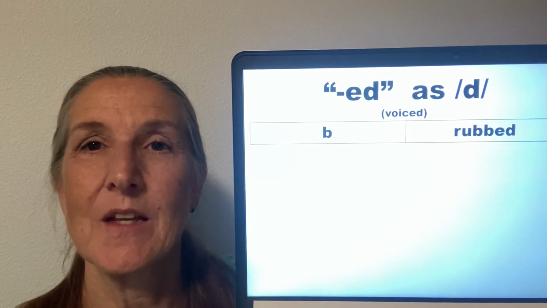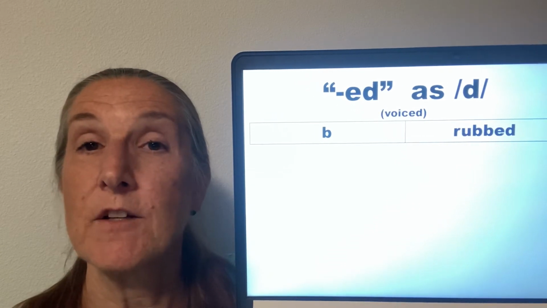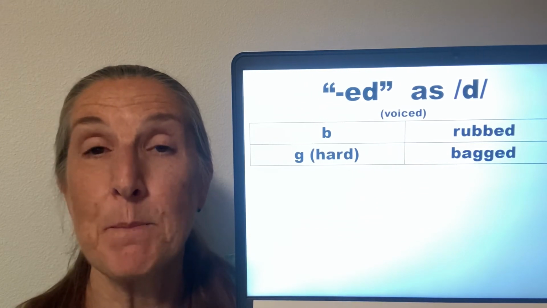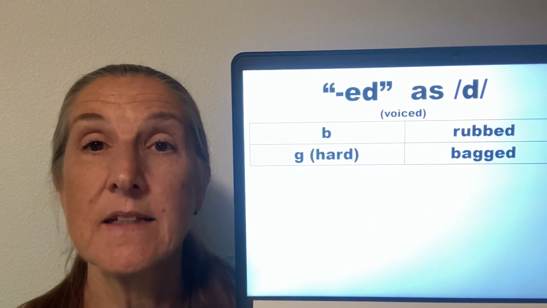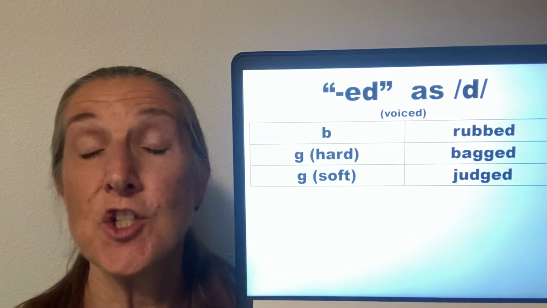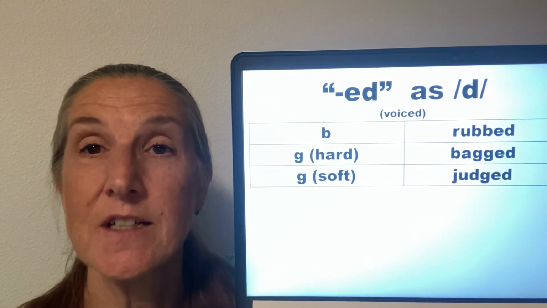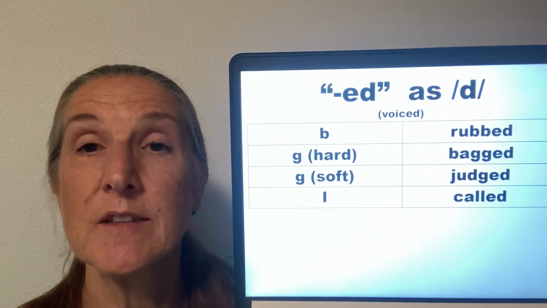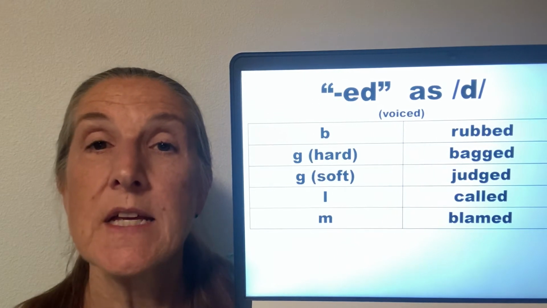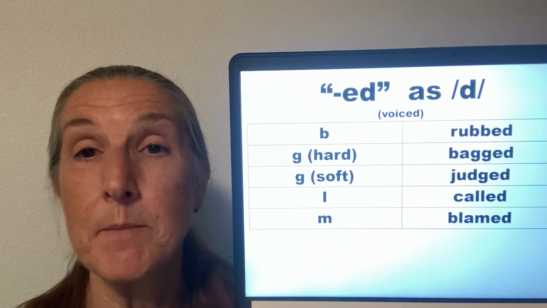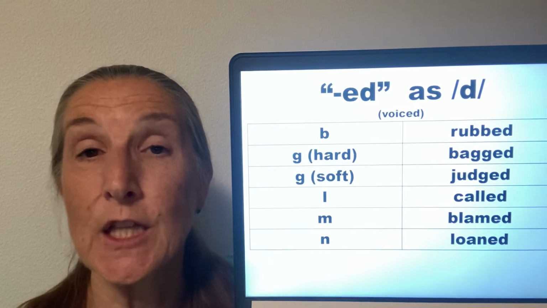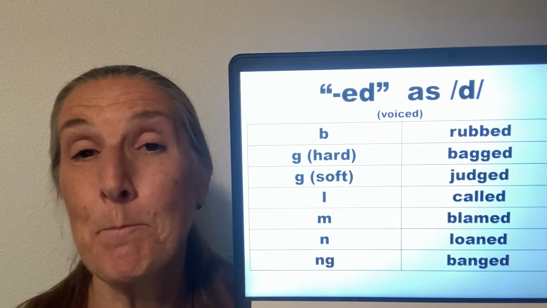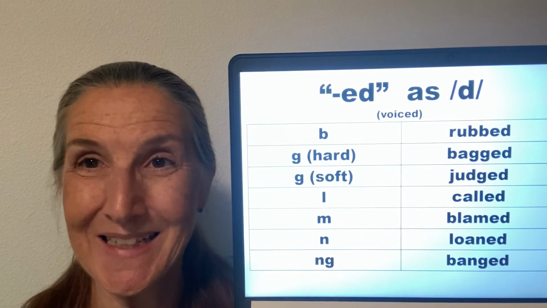So, the B sound in rub gives us rubbed. The hard G in bag gives us bagged. The soft G in judge gives us judged. The L sound in call gives us called. The M sound in blame gives us blamed. The N sound in loan gives us loaned. The NG in bang gives us banged.